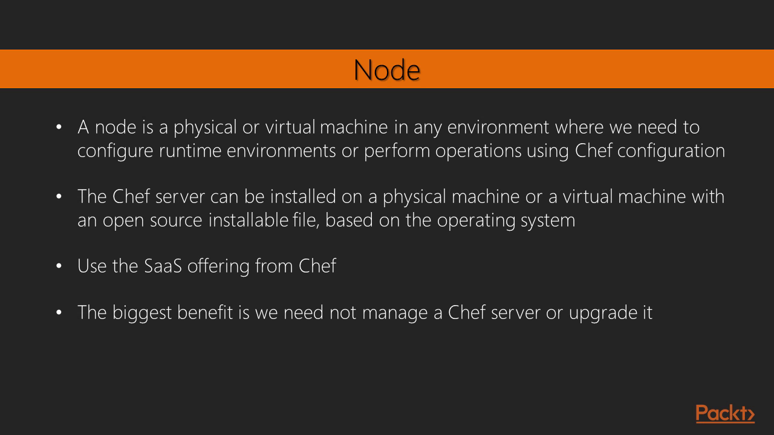The Chef server can be installed on a physical machine or a virtual machine with an open source installable file based on the operating system. Another, easier method to use is hosted Chef, where we need not install and configure a Chef server. We can use the SaaS offering from Chef. It allows up to 5 nodes. The biggest benefit is we need not manage a Chef server or upgrade it. Hence, we save ourselves from management and maintenance overhead.